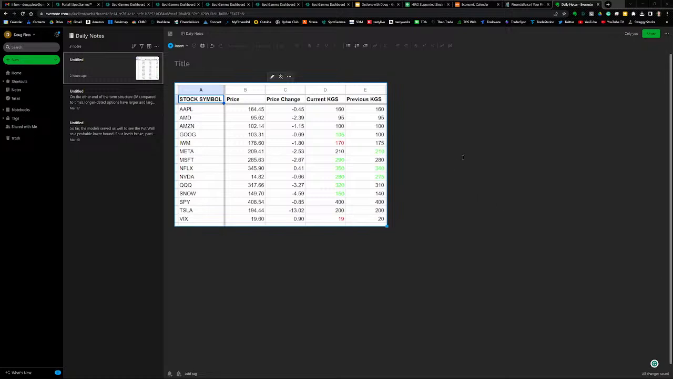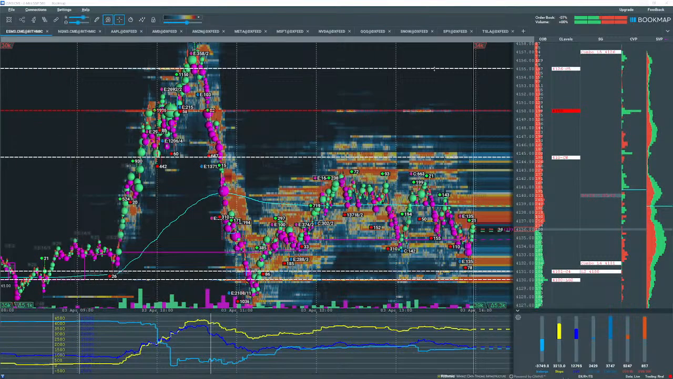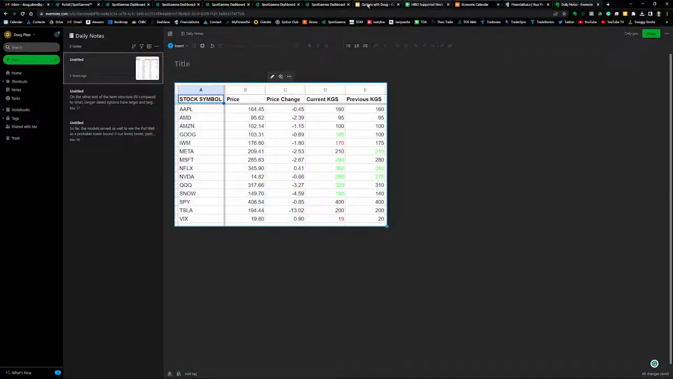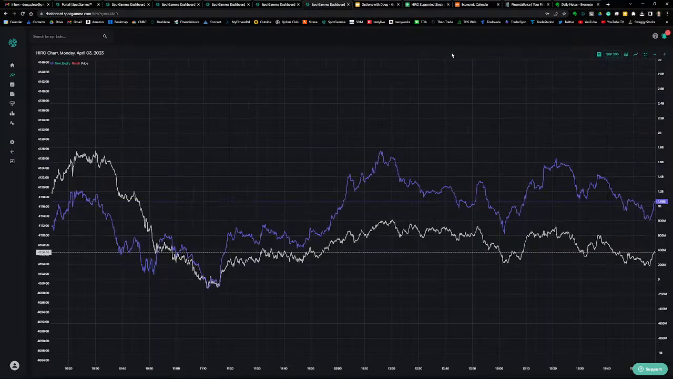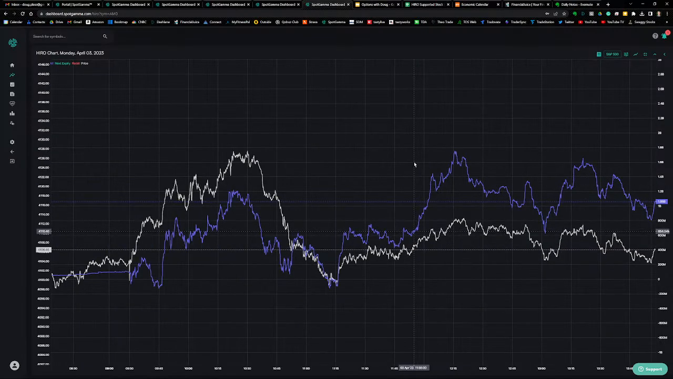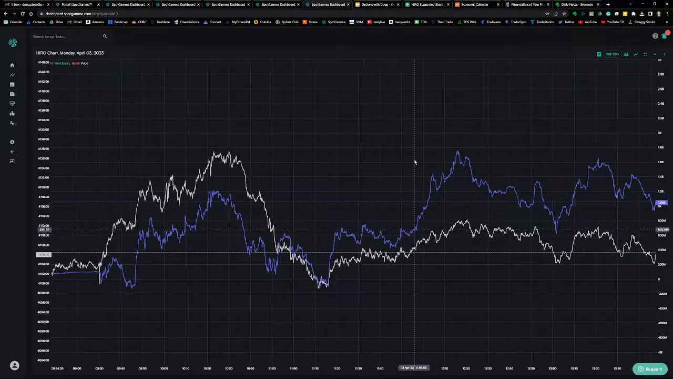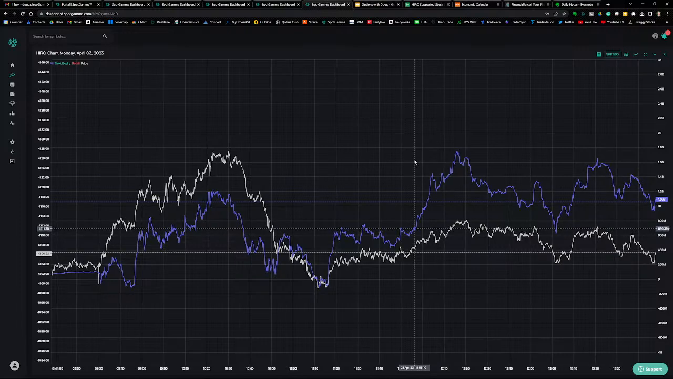All right, so I'll talk about some setups now. And let's go back to the S&P 500. We'll start with the S&P 500 futures. Let's go take a look at Hero. For those of you who may not be familiar with this chart, this is showing the hedging impact of real-time options. That's what Hero stands for.